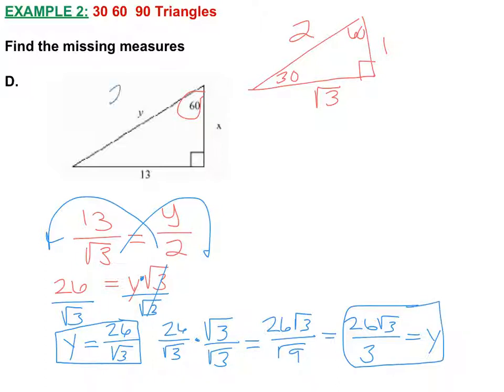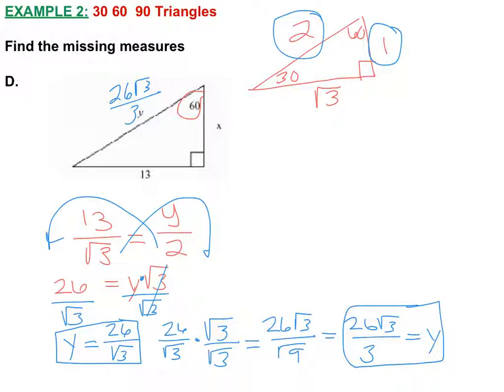So now we have 26 square root of 3 over 3. We could set up a proportion to solve for x, but we do know that the relationship between the hypotenuse and the short leg is just doubled. So the hypotenuse is double the short leg. So since this hypotenuse is 26 times the square root of 3 divided by 3, we can just cut that in half.